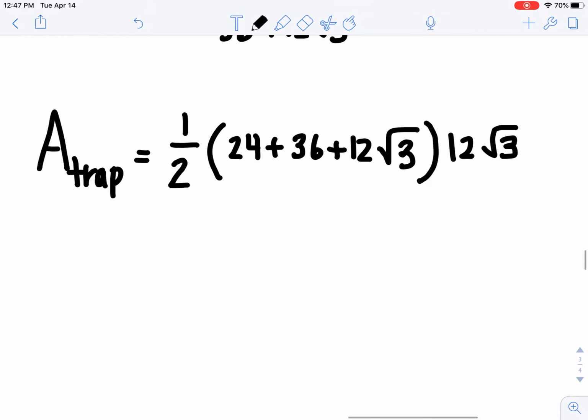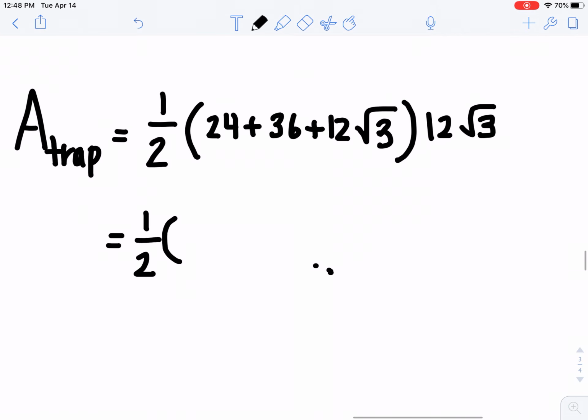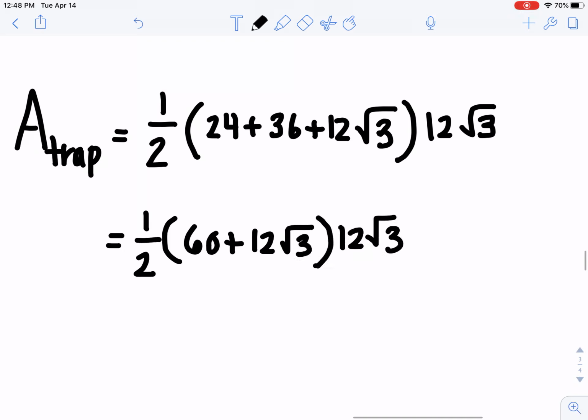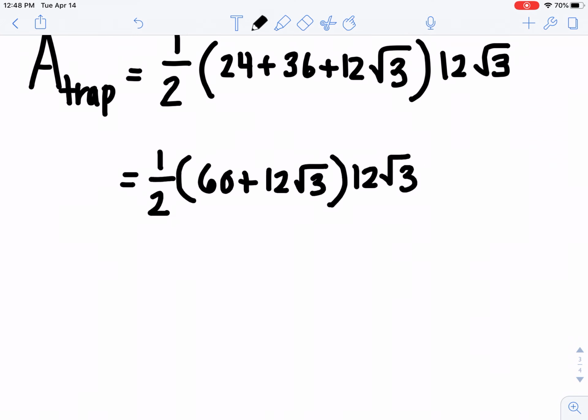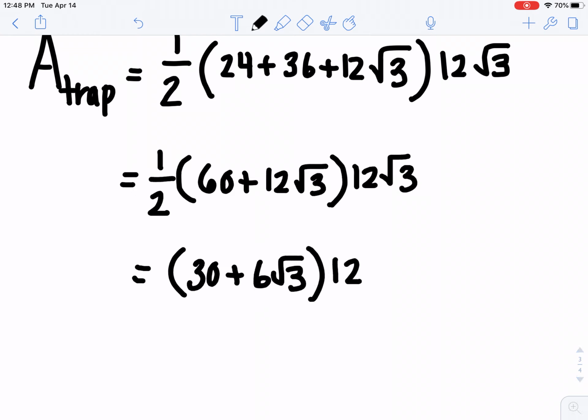Let's combine our like terms. So we have 60 plus 12 root 3 times 12 root 3. Okay, well now let's multiply that by 1/2. And that becomes 30 plus 6 root 3 times 12 root 3.